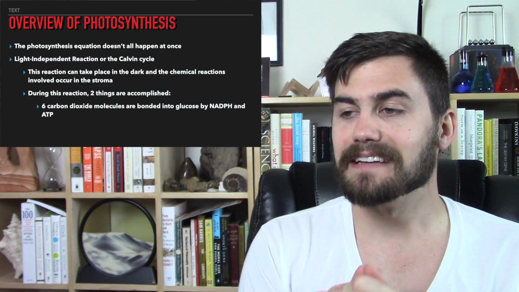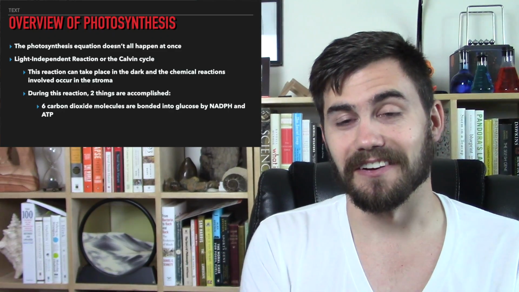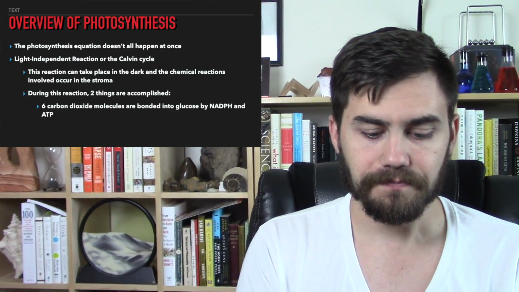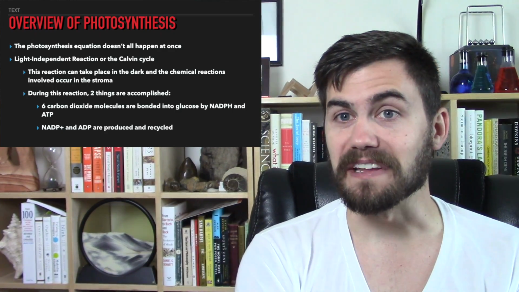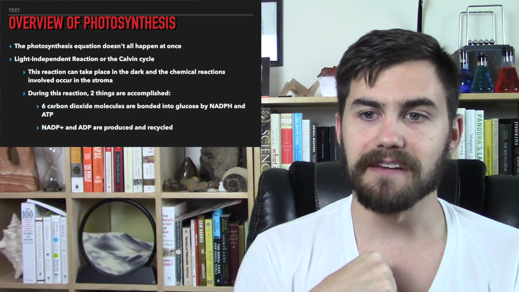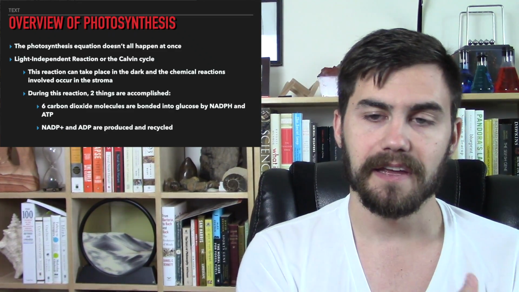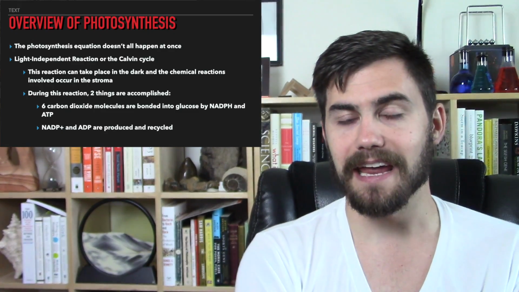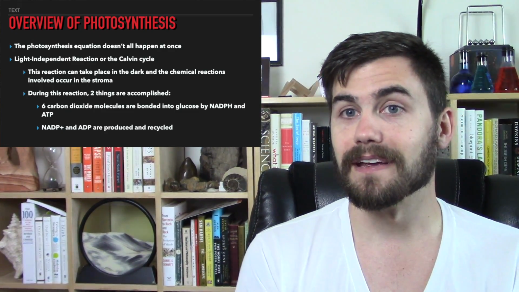So, NADPH and ATP, their energy is used to build the glucose, and then those molecules are recycled. We take their energy away. The energy from ATP is released by breaking off one of those phosphate groups, and the energy from NADPH is released from removing the hydrogen and extra electrons.